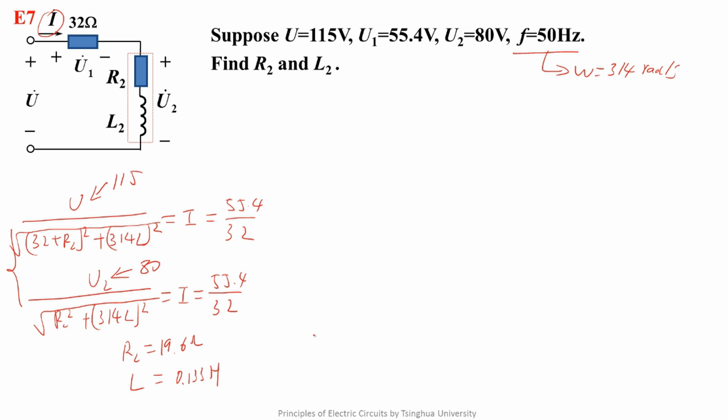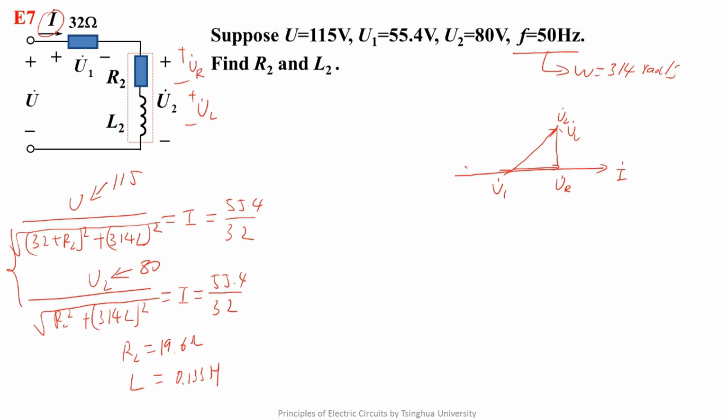Next, let's see how to solve it with the phasor graph elegantly. Let's set I as the reference phasor. We know that U1 and I are in the same phase. In U2, we suppose that this is UR and this is UL. We can draw the phasor graph with the head-to-tail method. That means that UR and I are in the same phase. UL is leading I by 90 degrees, so this is U2.